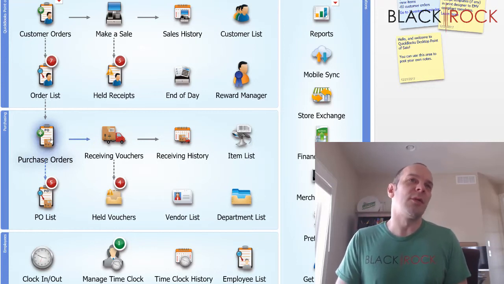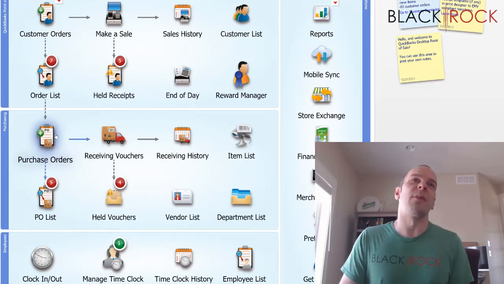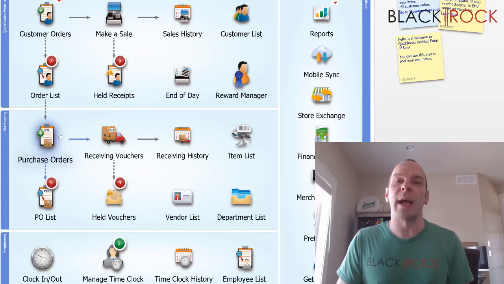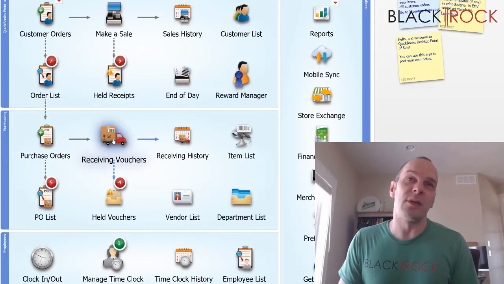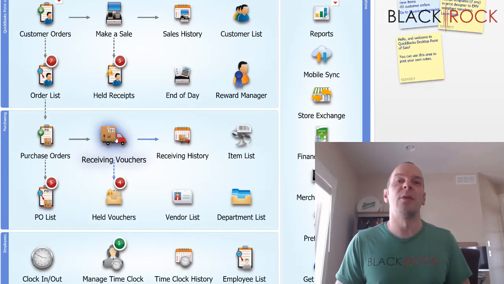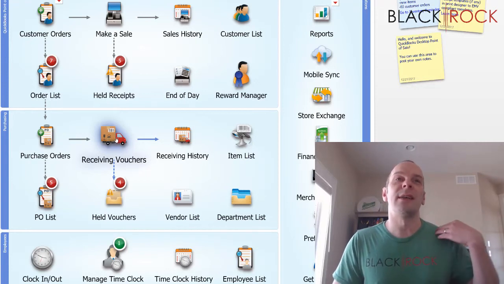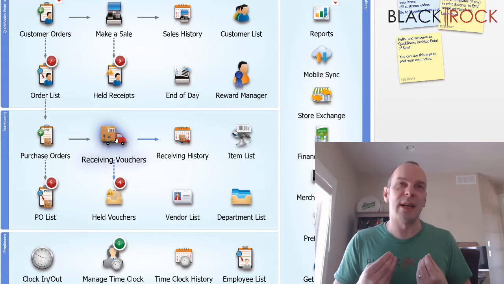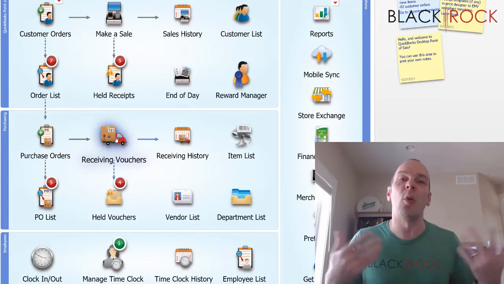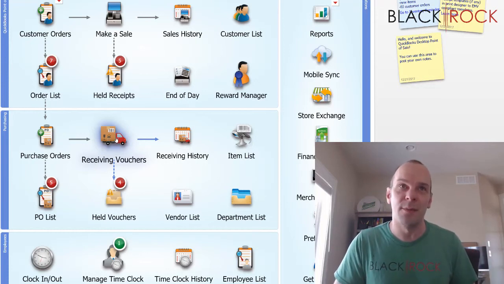So when you order from your vendor and use the purchase order, then you are able to track what has and has not arrived. And when it does arrive, you are going to do a receiving voucher. The receiving voucher takes the information off a purchase order and receives the items into inventory. So then you have quantities, you know, that you can sell. And that's how you track your inventory.